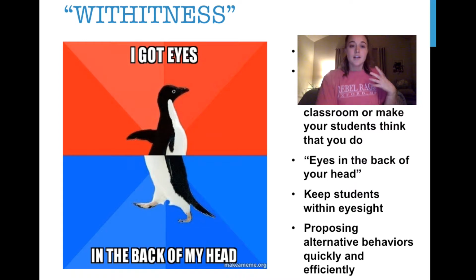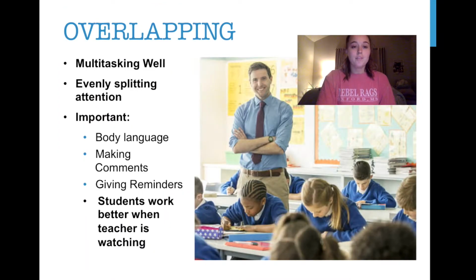Overlapping is the next part of his theory. Multitasking well is a big part of overlapping, and evenly splitting attention between two different things. What's important with overlapping is body language, making comments, giving reminders, and also that students work better when the teacher is watching. So overlapping is really about the flow of what you're doing. It's about making sure that whenever you're transitioning from one thing into the other, you can put your focus on both of those things and put them together and have the flow of that go smoothly.